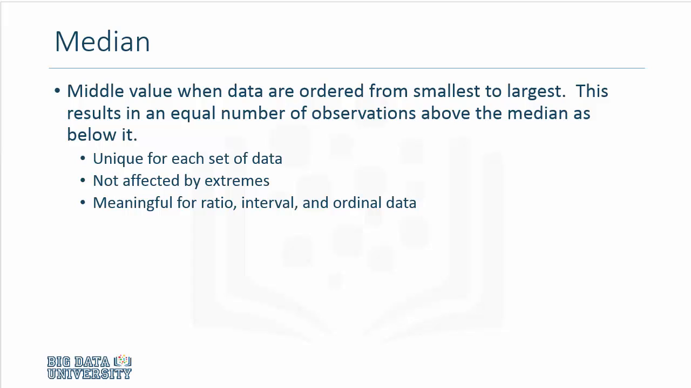Now, median is different from the mean. When you order the data from the smallest value to the largest value, the value in the middle, where an equal number of observations are above and an equal number of observations are below that value, is called median. So if the median salary in some city is $45,000, it means that 50% of the people make more than $45,000 and another 50% makes less than that.